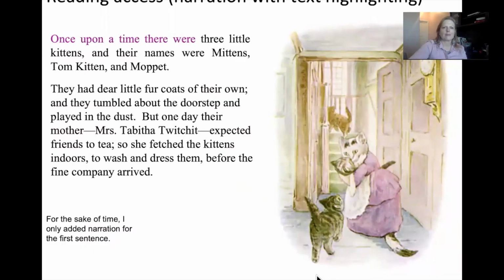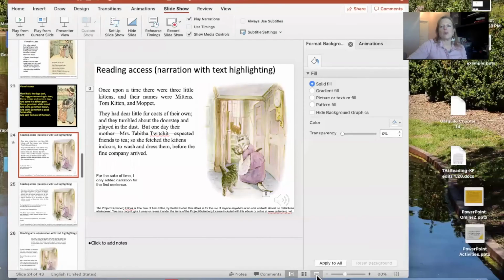Once upon a time, there were 3 little kittens, and their names were Mittens, Tom Kitten, and Moppet. So it wasn't aligned really well.